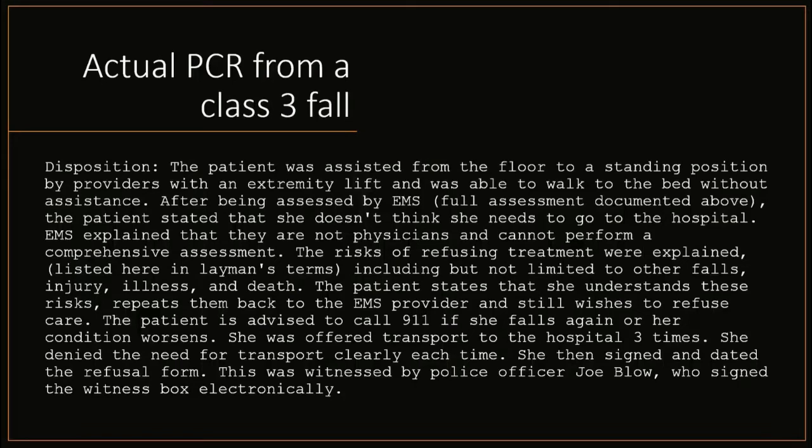This is a great one because it says the patient was assisted from the floor to a standing position by providers with an extremity lift and was able to walk to the bed without assistance. Great, this patient's able to ambulate. After being assessed by EMS with a full assessment documented above, and yes, I did look, all the vital signs were there. There was a blood sugar done. There was a stroke assessment done. The patient stated she doesn't think she needs to go to the hospital.